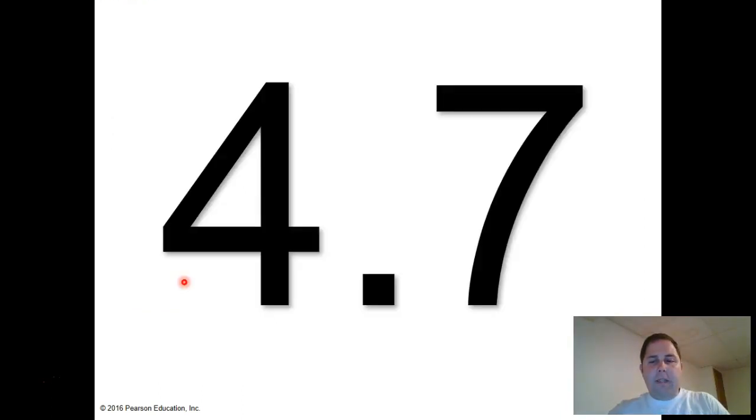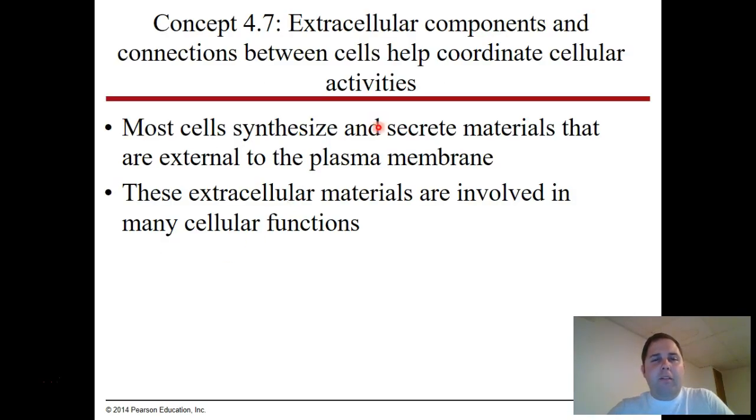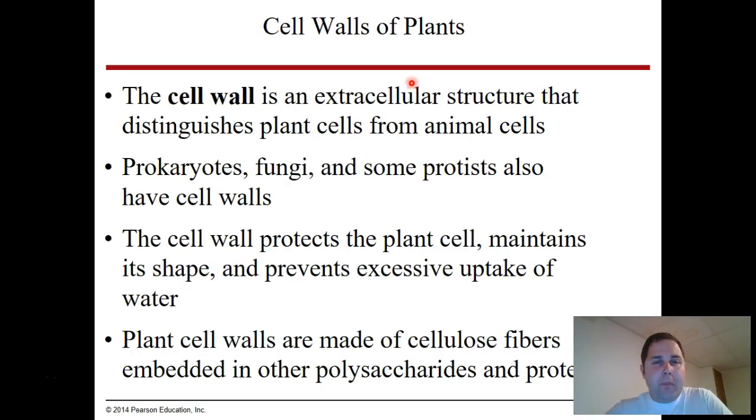So 4.7 is our throwback from the previous chapter, and that's sort of saved for this unit because I think that you guys will have a better time understanding what was going on in 4.7 now that you know a little bit about the membrane. Because 4.7 is talking about the extracellular components and connections that help coordinate cellular activity. So this is really talking about the stuff that's happening at the membrane to help communication and other collaboration between adjacent cells. So one of the things we talked about was the cell wall.